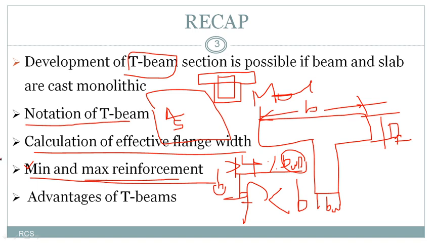Then we have discussed the advantages of T-beams. As we know, we are providing additional concrete area on the top of the beam in the form of a flange. Because concrete is very strong in compression, it has more moment resisting capacity in that region, so we can reduce the depth of the actual beam. And because of the greater moment resisting capacity of the beam, the maximum deflection that will occur is reduced. So these are the things we discussed in the previous class.